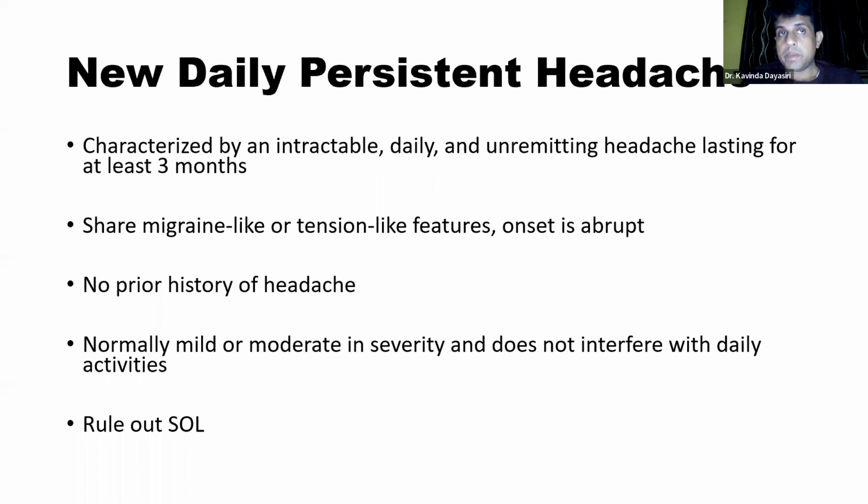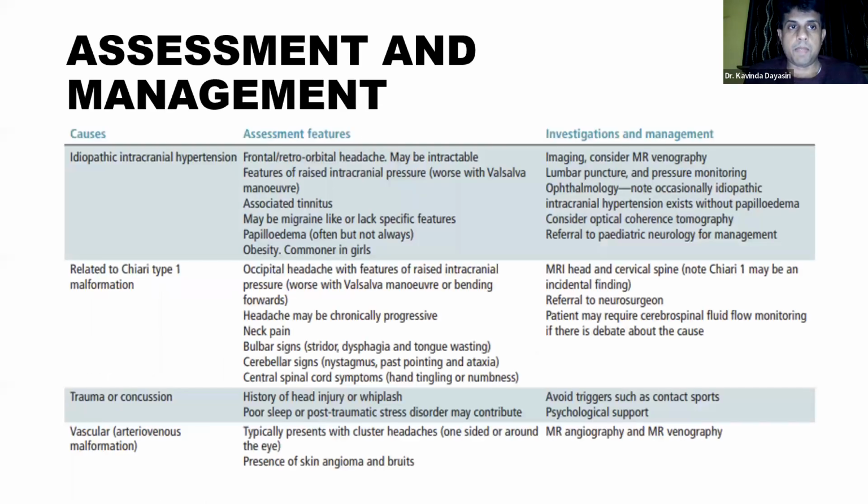Because of the persistence of the headache, it is very important that you rule out a space-occupying lesion by doing appropriate neuroimaging in children presenting with new daily persistent headache. However, it is neither migraine nor tension-type headache. The pathophysiology is evolving, so we don't know exactly why it happens, but it is another differential diagnosis of chronic persistent headache. And about other causes, if you take the chronic secondary headaches, there are several important causes which we need to assess as well as manage.